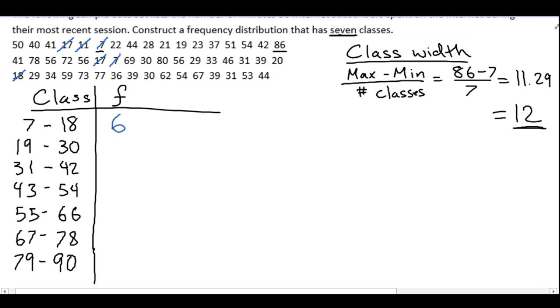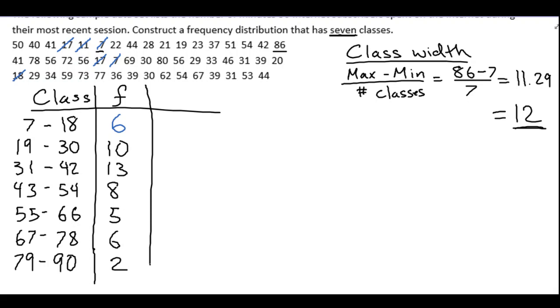And you're supposed to go through this and do this for all of your classes. And I feel like that's going to be a very boring video of me counting this out. So I already have these numbers listed. I'm just going to go ahead and write them down for you. And you can double check along the way. So I have over here 19 through 30 is going to be a frequency of 10. The next one is 13, 8, 5, 6, and 2. And that's how you create your frequency distribution.